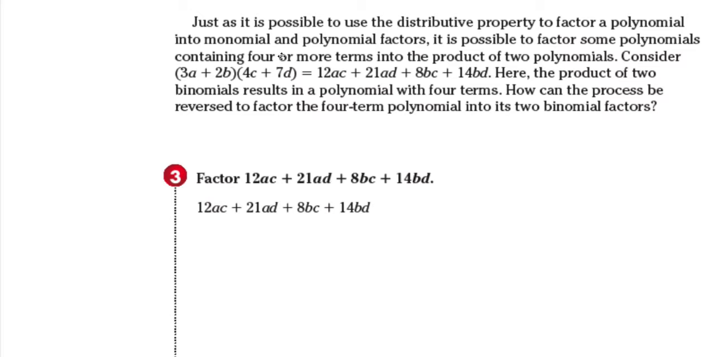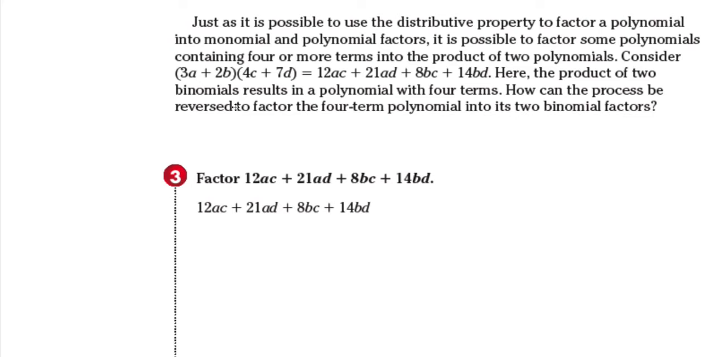Example 3. Just as it is possible to use the distributive property to factor a polynomial into monomial and polynomial factors, it is possible to factor some polynomials containing 4 or more terms into the product of 2 polynomials. So consider the example 3a plus 2b multiplied by the quantity 4c plus 7d. If you use the FOIL method, the distributive property, you end up with 12ac plus 21ad plus 8bc plus 14bd. So here, the product of 2 binomials results in a polynomial with 4 terms.